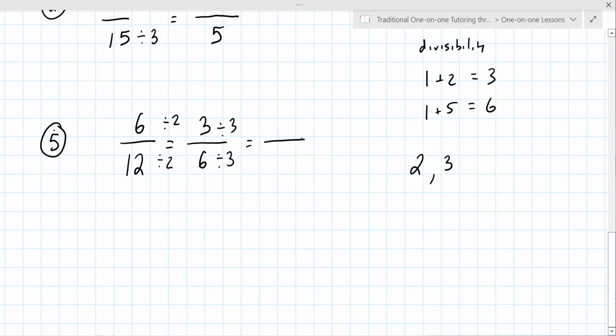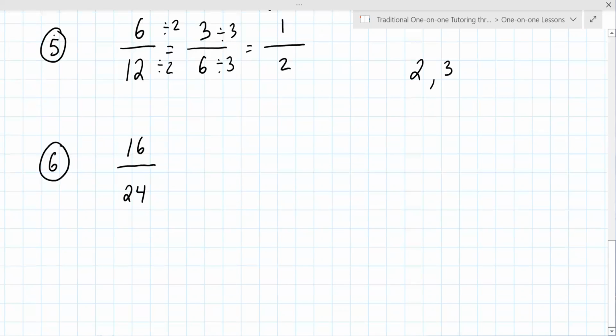Would it be half? Yes, because 3 is half of 6. And you might have recognized that from the beginning, like, oh, 6 divided by 12, that's half. That's okay too. You don't have to show all this work. You just have to get to the final answer, whatever method you like. All right, so let's look at number 6, 16 over 24. Same thing. Does 2 work? Does each of these numbers divide evenly by 2?